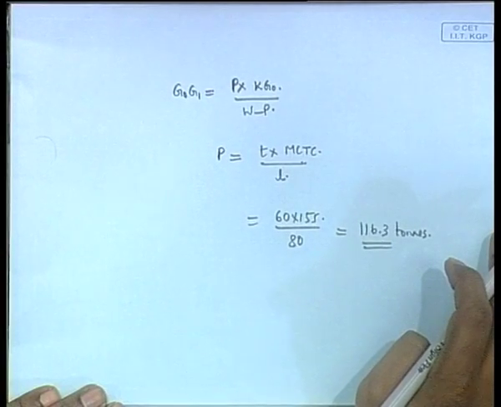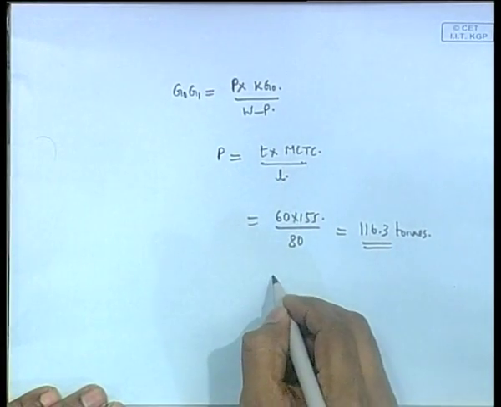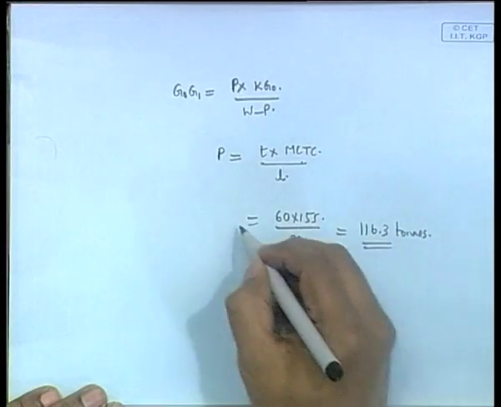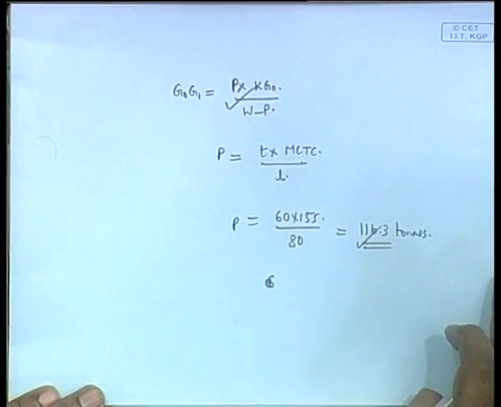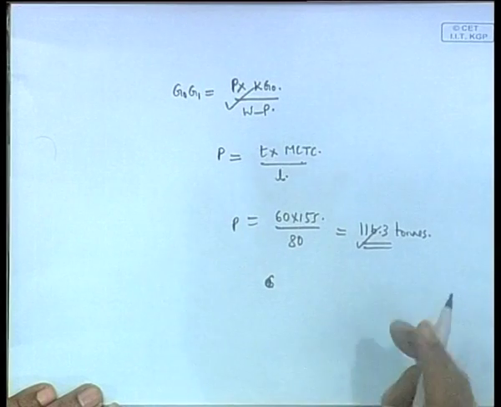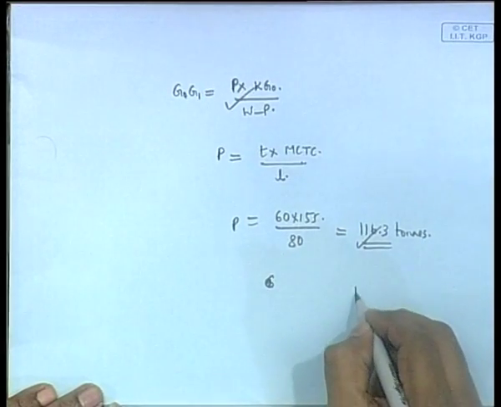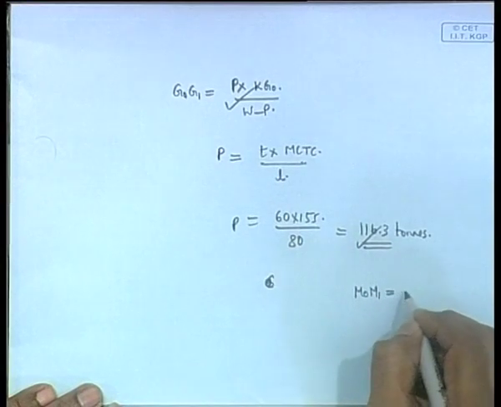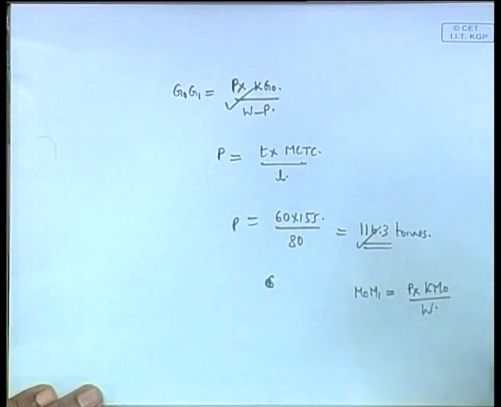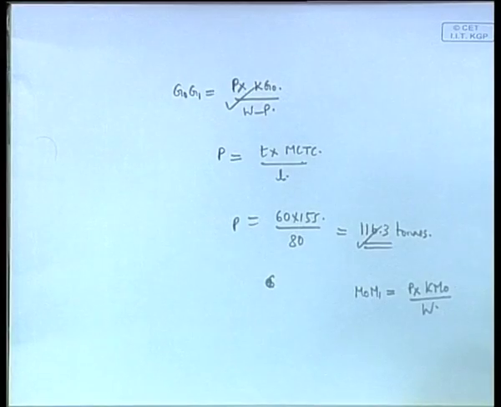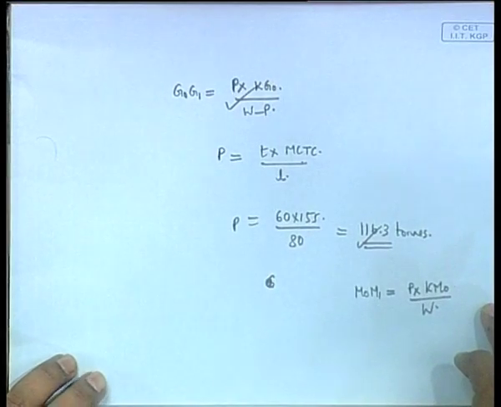Now, once you know P, you can get this G0 G1. They have also done it using the other method, where you find M0 M1 instead, just to compare. The formula is P into Km0 by W. Km0 is given, P is known, and W is also known. So, this will give you your M0 M1.